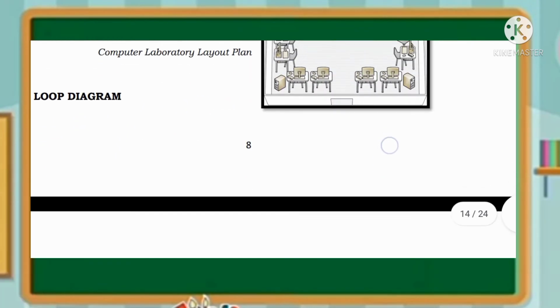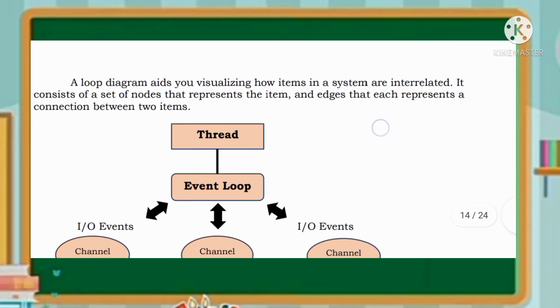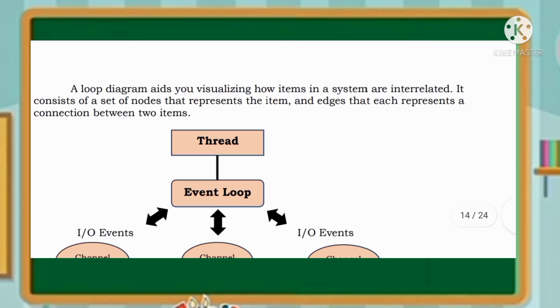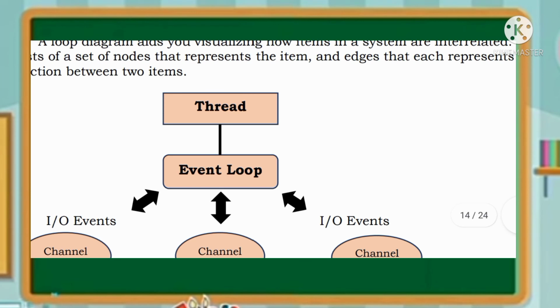Now let us proceed to the loop diagram. A loop diagram aids you in visualizing how items in a system are interrelated. It consists of a set of nodes that represent the items, and each line represents a connection between two items. This is how loop diagrams look.